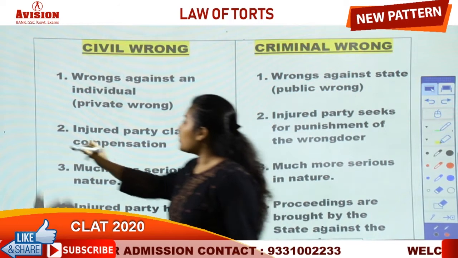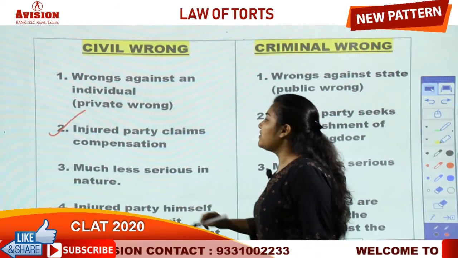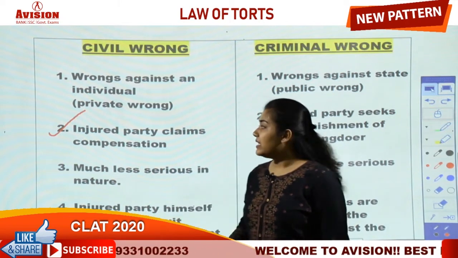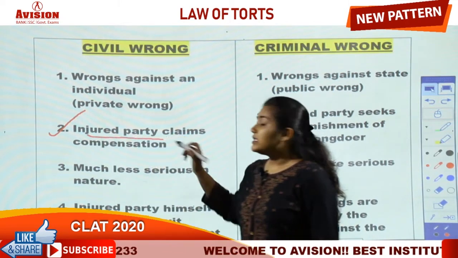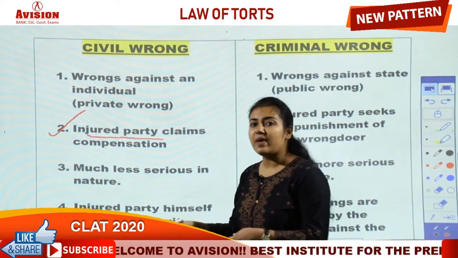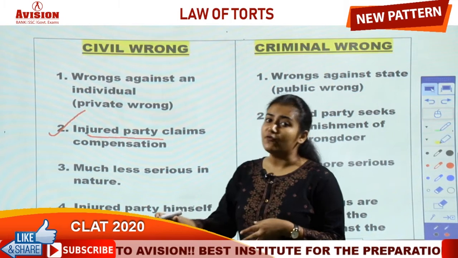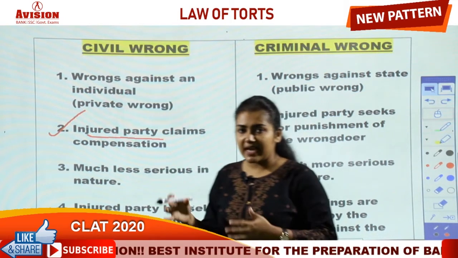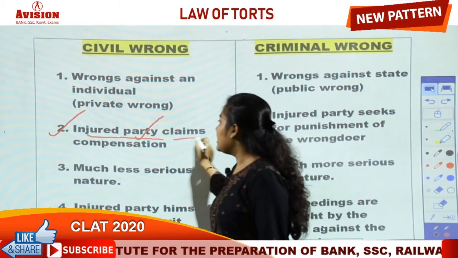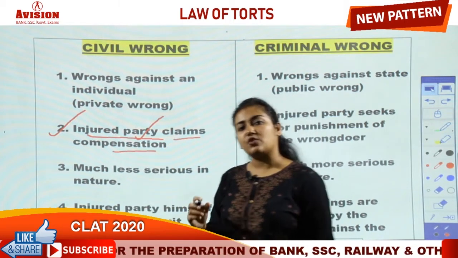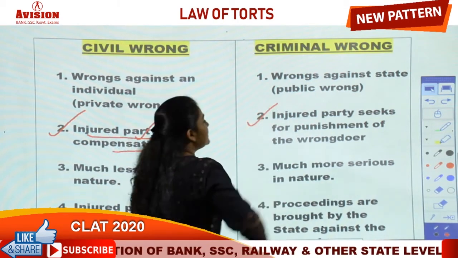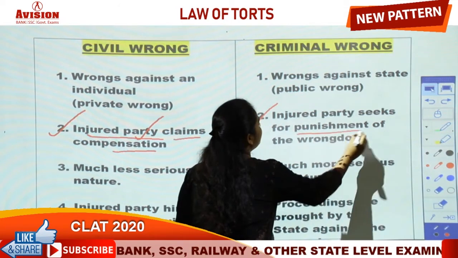Next, the injured party claims compensation in case of a civil wrong or a tort. In a tort, the injured party is the party who faced the harm, to whom the wrongful act has been done. He or she has the right to claim compensation from the wrongdoer or the defendant. In a criminal wrong, the injured party seeks punishment of the wrongdoer.